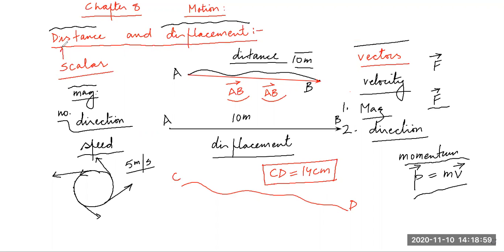Distance is a scalar quantity. Displacement is a vector quantity. All right, students. So this is done.